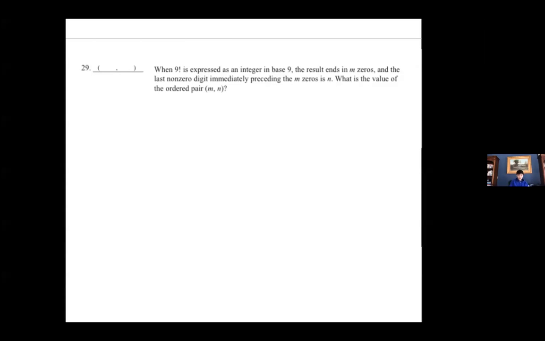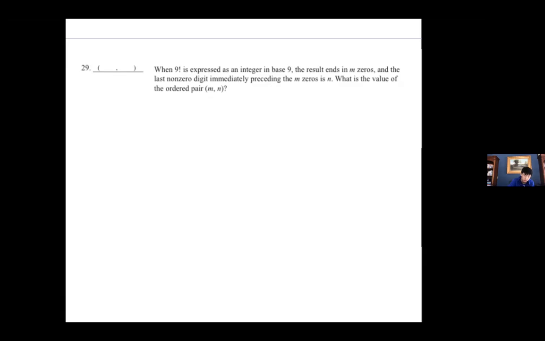So when 9 factorial is expressed as an integer in base 9, the result ends in m zeros, and the last non-zero digit immediately preceding the m zeros is n. What is the value of the ordered pair m, n? And so with these kinds of things, it's important to first get the m zeros.